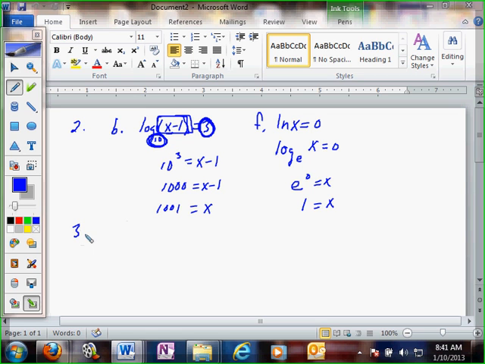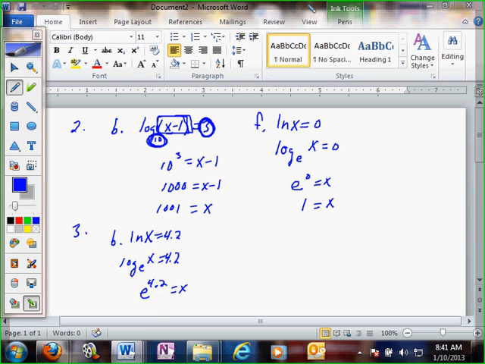Part 3, quickly, it says use the calculator to solve for x. Let's look at part B of number 3. It says ln x is equal to 4.2. Well, again, let's change ln x to log base e. Log base e of x is equal to 4.2. And then e to the power of 4.2 is equal to x. And the reason why you have to use a calculator here is because your exponent, or your power here, is a decimal. You just plug that in your calculator and you got it.